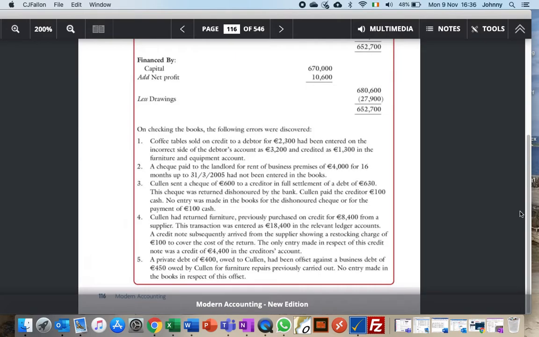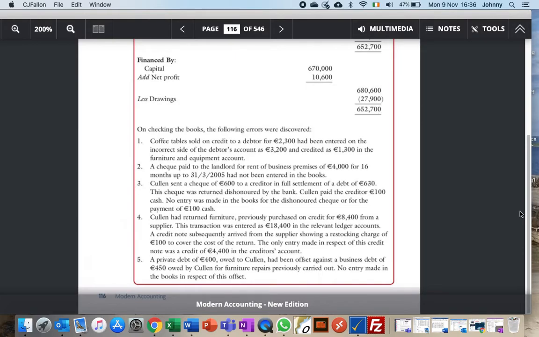Next, we had the €100 for the restocking charge. Well, what I'll do is I'll just do what I should have done. So I should have had a new expense called restocking charge, €100 debit, and a credit in creditors, meaning I owe them more money. It says the only entry made was a credit of 44 in creditors, so I just cancel that. So I'll do a debit in creditors of 44, and that means if the only entry made means that my trial balance wouldn't have balanced, so I'll have to do the opposite, or a credit in suspense because of that.